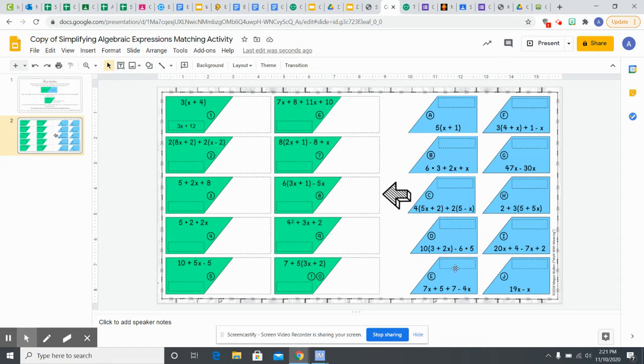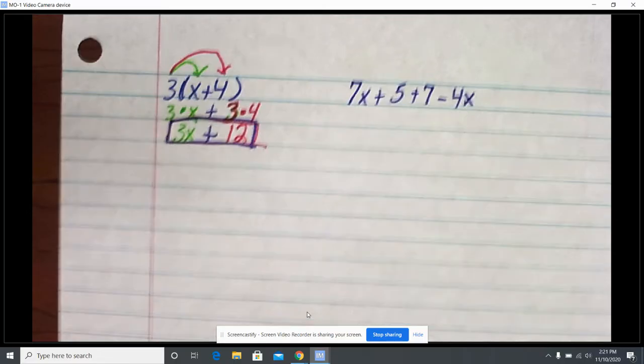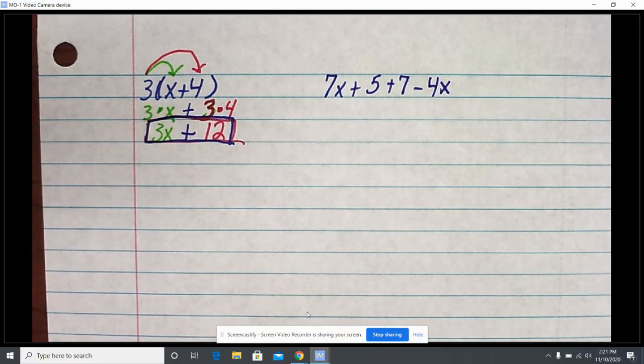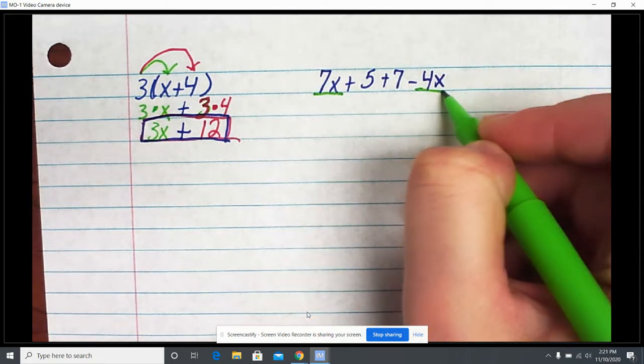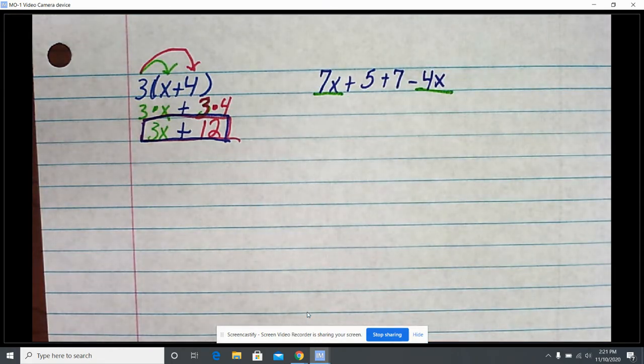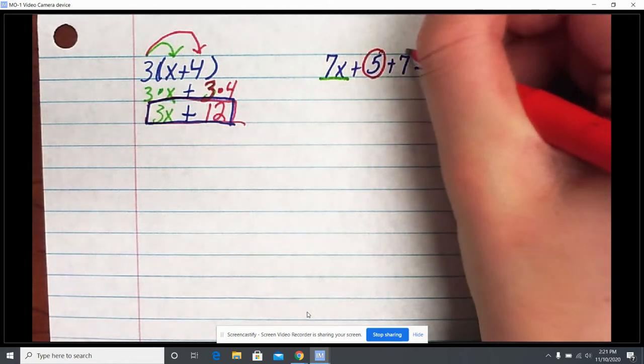All right, so let's do, I'm going to do one that I know is going to match up because I have the answer key right here in front of me. So I'm looking at E right here. So I'm taking 7x plus 5 plus 7 minus 4x. All right, let's head on over to the camera. All right, so this one we're simplifying our algebraic expression. We're combining like terms. So I'm going to underline my terms with x, and then I'm going to circle my terms, my constants.